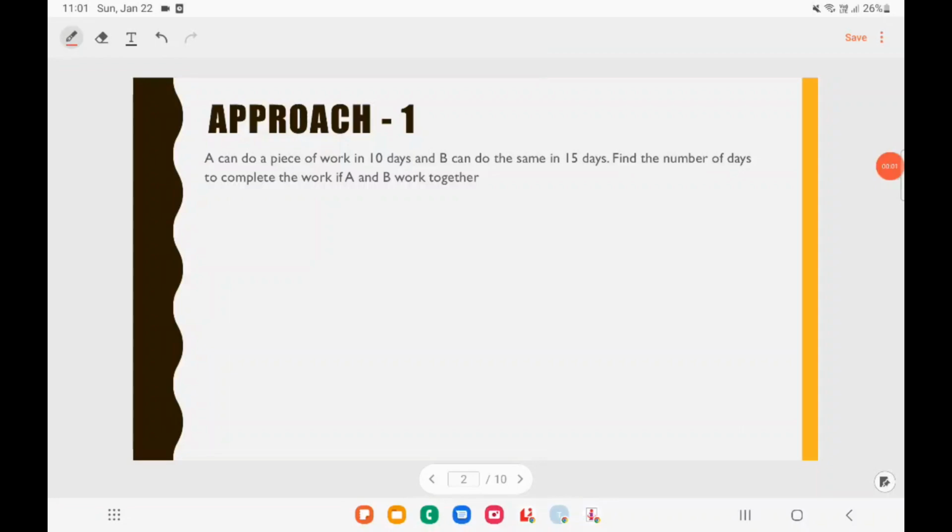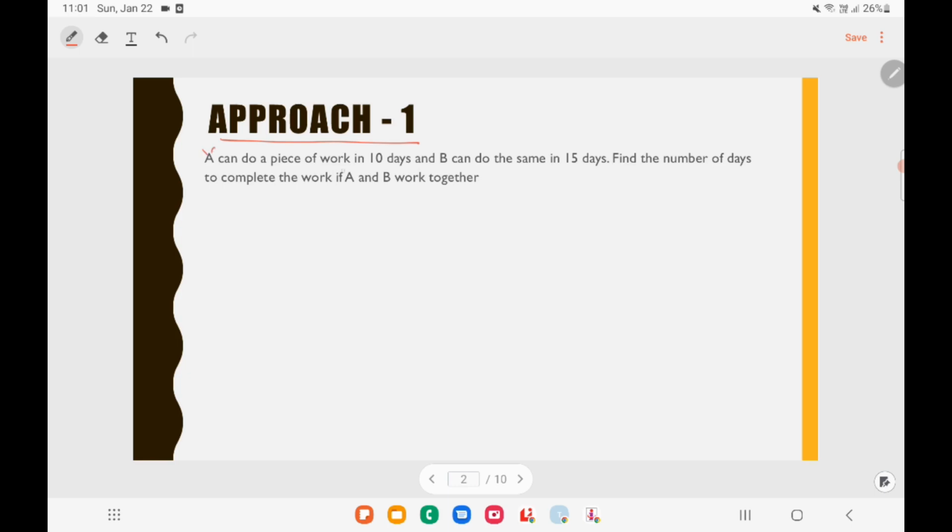So when it comes to work and time, I'll be explaining the details and concept using different examples. Before moving on, let us study two different approaches on how to solve the problem. You can use any of these approaches. So let us see approach 1. Let us take an example.